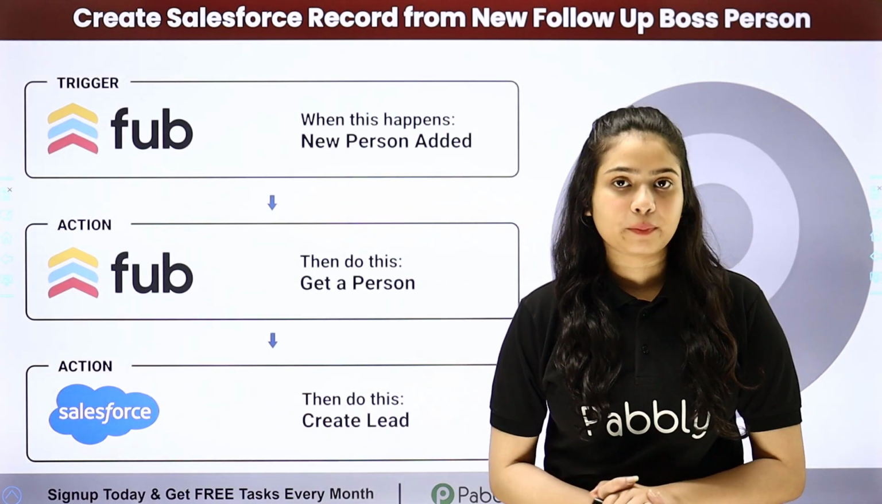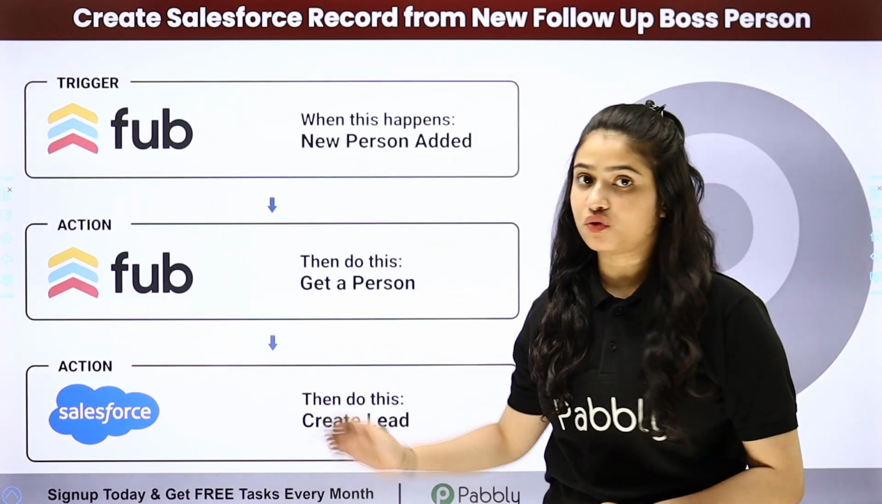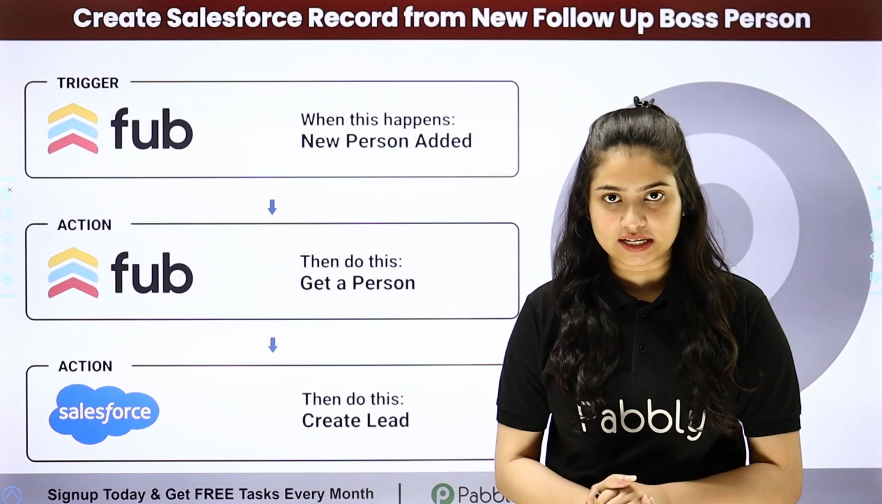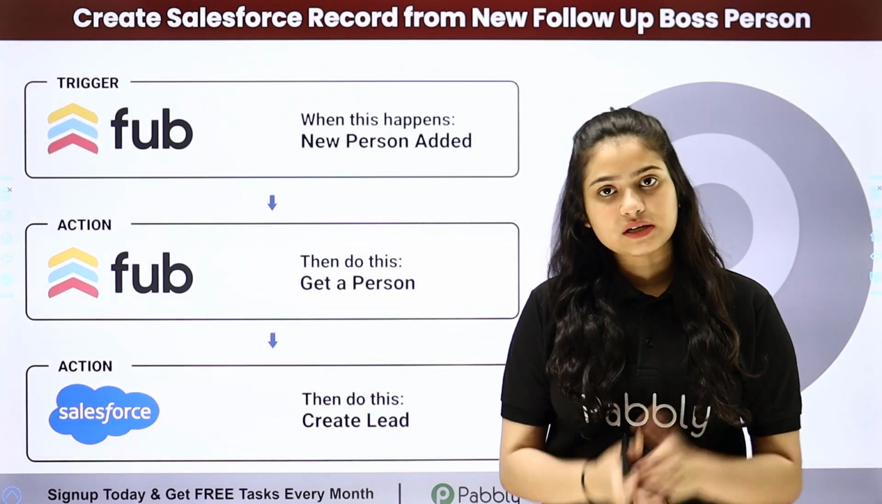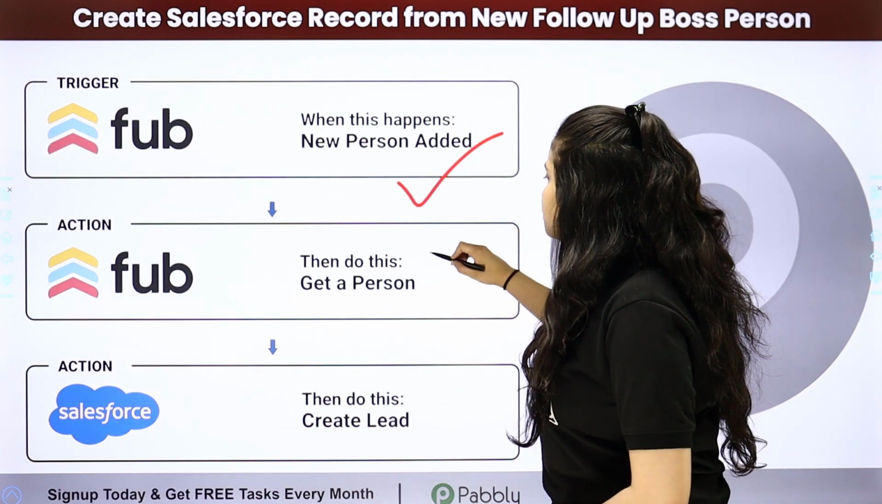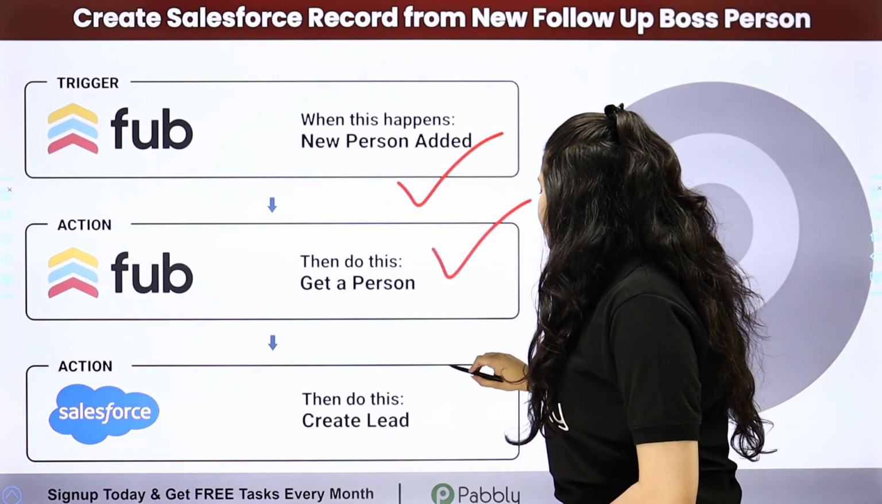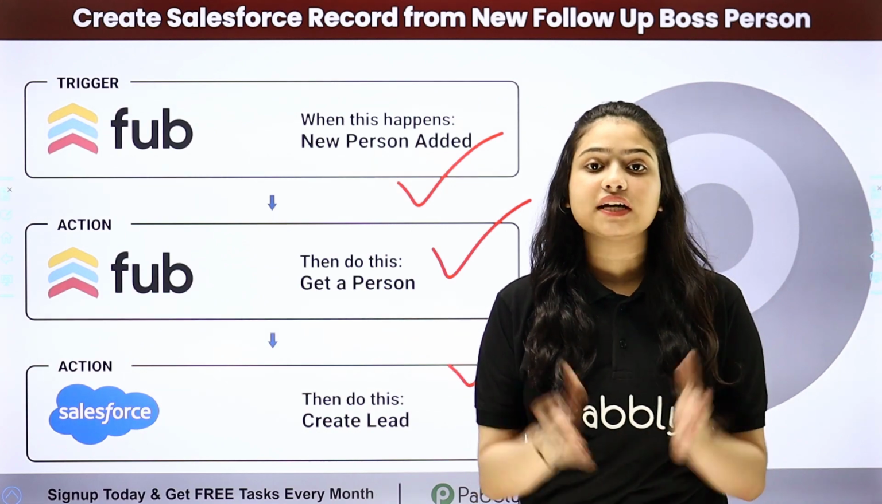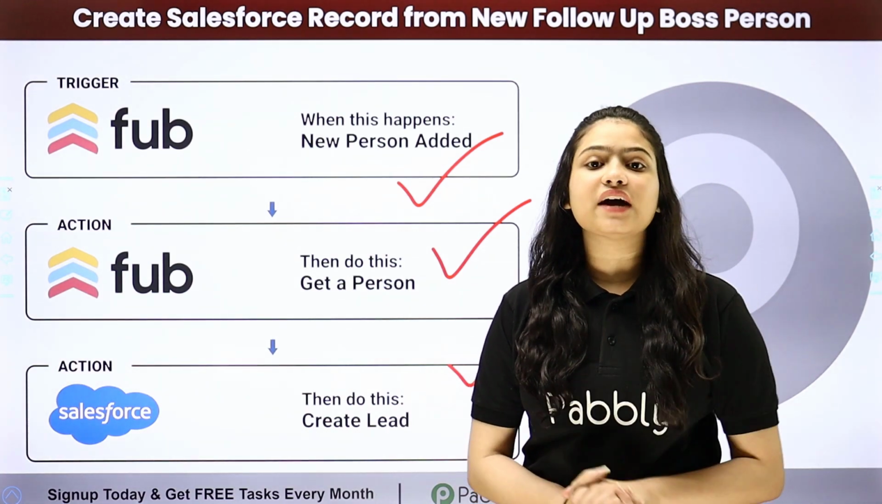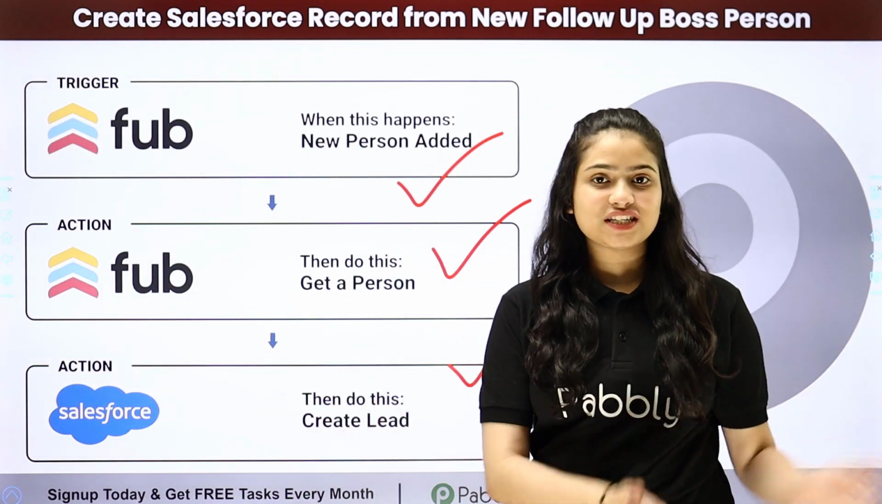For this, we will have to set up a connection between Follow Up Boss and Salesforce, and we are going to do that without any coding or programming skills with the help of Pabbly Connect. Pabbly Connect works on two principles, trigger and action. In the trigger we are going to take Follow Up Boss, and then in the action we are going to take Follow Up Boss once again, and finally Salesforce, and we are going to connect all of them using Pabbly Connect to automate this entire process. To learn the entire automation step by step, let me take you all to my screen.